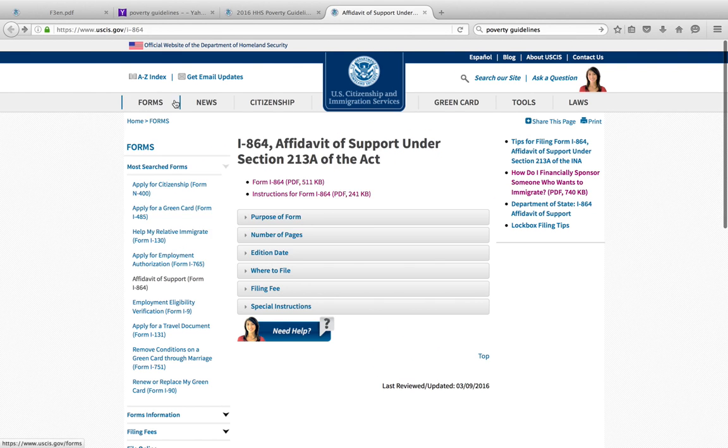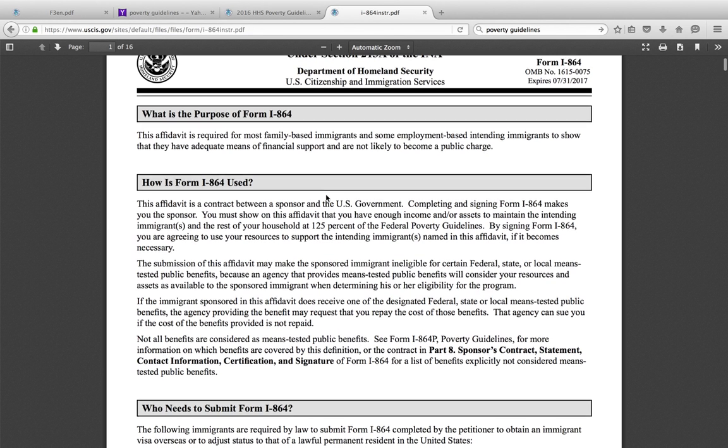So now, bottom line, after you fill this out completely, you also have to include your tax returns, your current income, W-2, etc., to prove your income. But many people are always scared, especially joint sponsors.